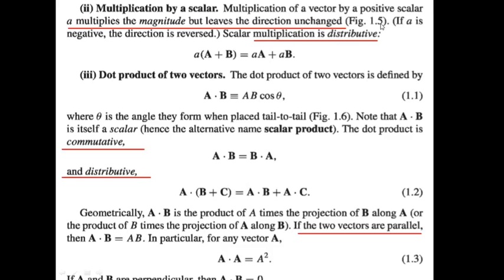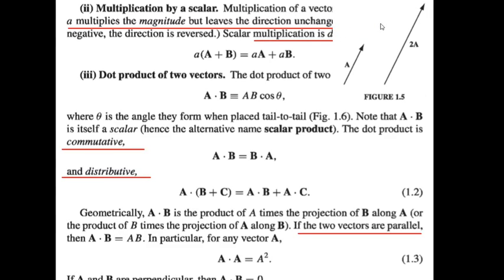Figure 1.5. For ease, I am showing a figure over here. Let us say A is a direction in this. You are multiplying with, let us say, 2. So the A is getting doubled without changing the direction. You can see the first vector A, and after multiplication, both are parallel. That means the direction is unaltered.